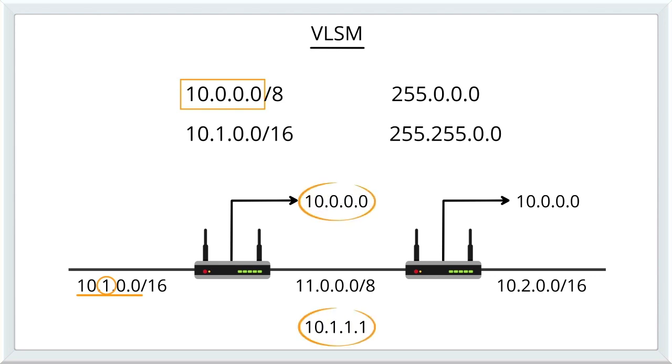With variable length subnet mask, routers are able to advertise the subnet mask along with the subnet address. So in this case, this router would advertise a subnet address of 10.1.0.0 with a subnet mask length of 16 bits. This router would then have an entry in its routing table for that destination subnet. When it receives a packet addressed to that subnet, it would know that it needs to be sent this direction.